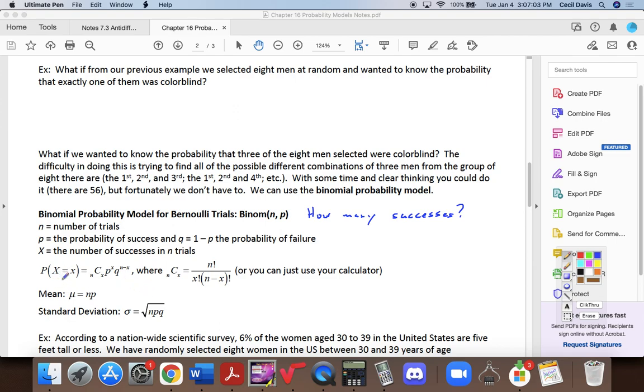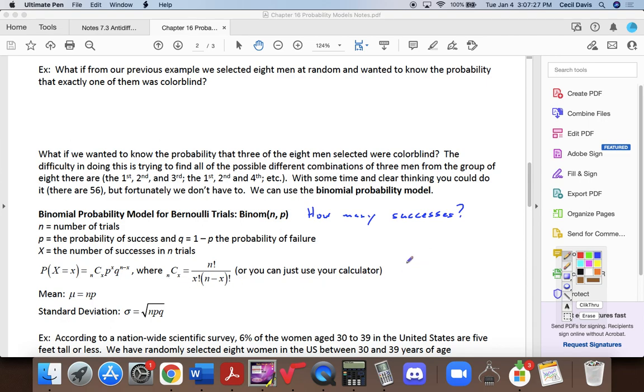The probability that x is equal to whatever that number is... you guys recognize this? This is combinations. This is n choose x. How many do you have and how many are you choosing?